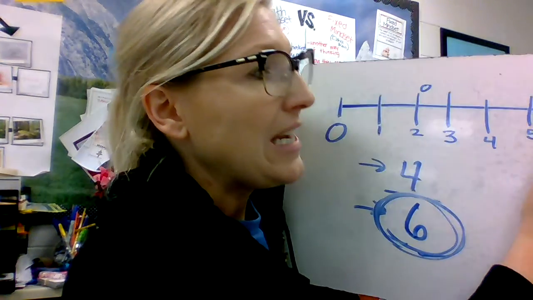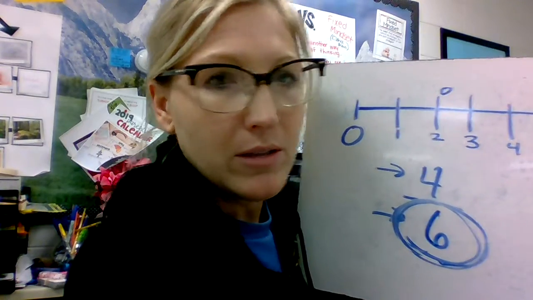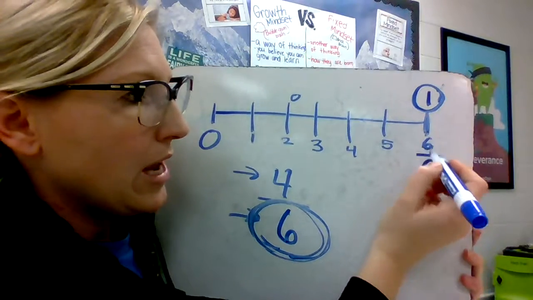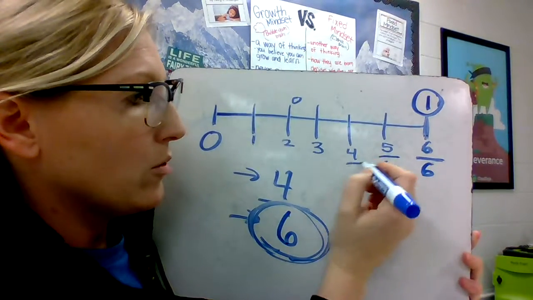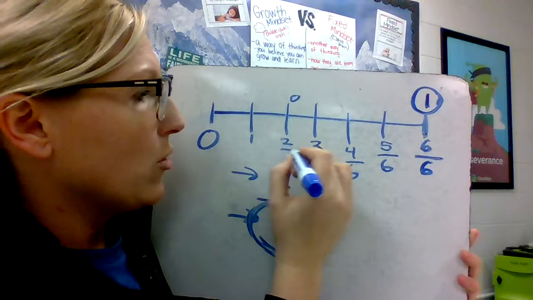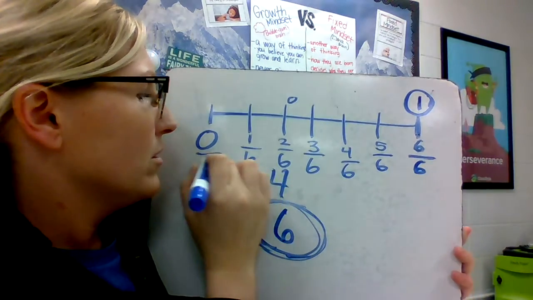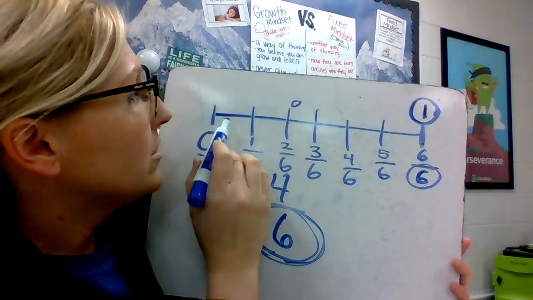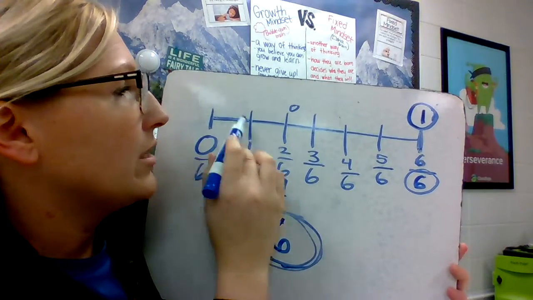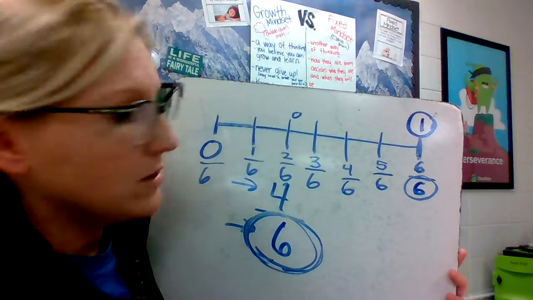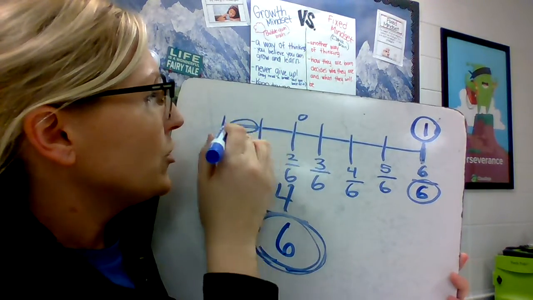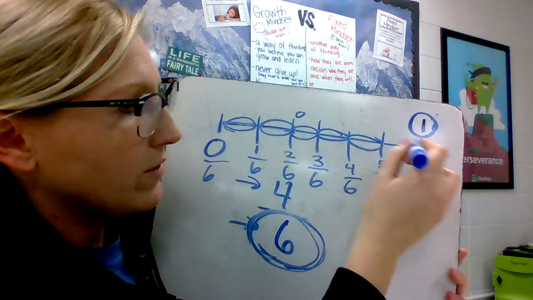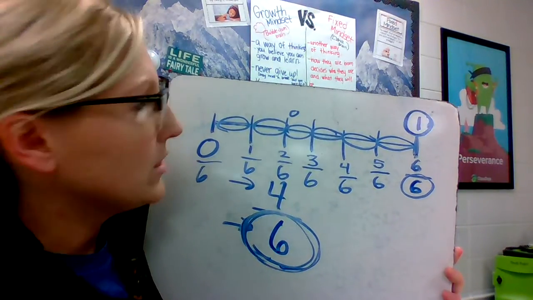I get to the end of the line, and now I know what my denominator is. I can just go backwards and label all my denominators on all of these. Another way you can check to make sure your denominator is correct is to make sure that your line is broken up into 6 equal pieces. Here's 1 chunk, 2, 3, 4, 5, 6. It is definitely broken up into 6 equal pieces.